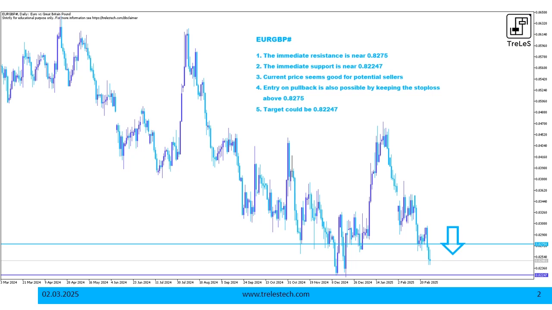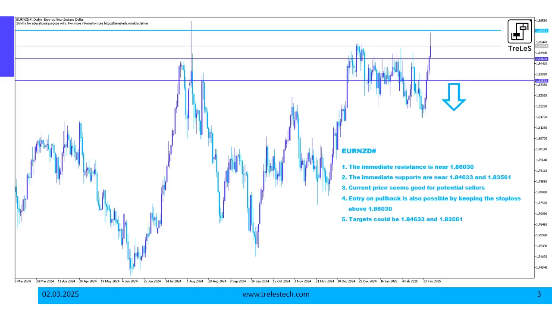A pullback entry is also an option with a stop loss placed above 0.8275. Our target is 0.82247.